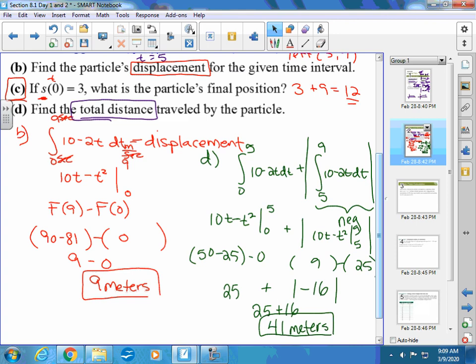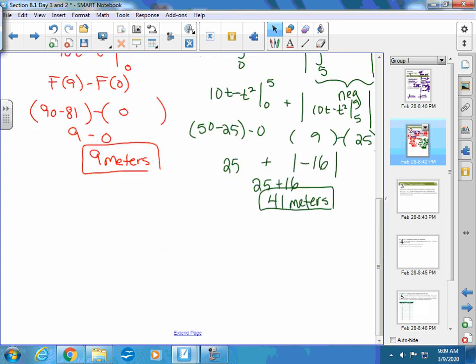Now, does anybody remember if you were allowed to use your calculator, what could you do that's even shorter on this problem? If you're allowed to use your calculator, something else that you could do. Yeah. Take the absolute value. Got it. Nailed it. Okay. Let me use another color.